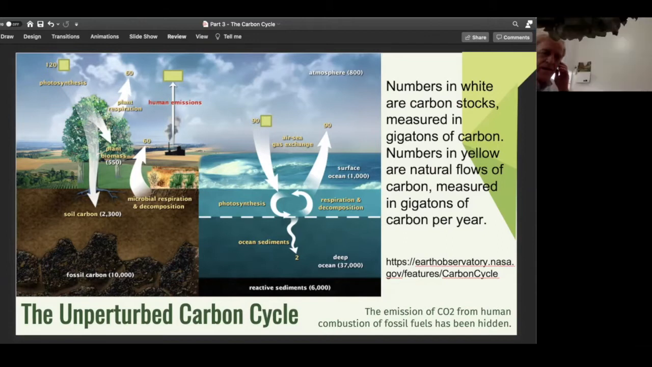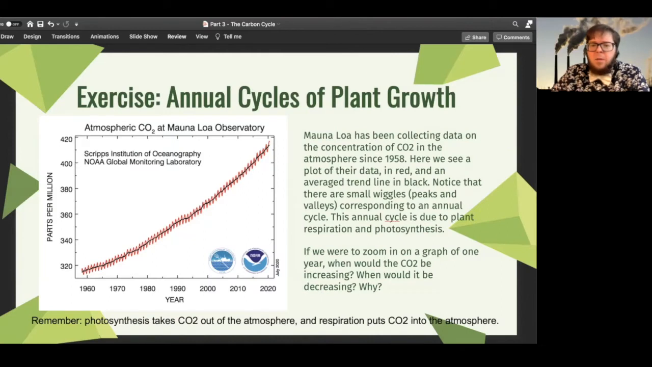Yeah. Let's move on. Speaking of respiration, before I show you the hidden numbers, I want to try an exercise. And I want to also show you a graph that I run into a lot because this is one of the best data sources we have about carbon dioxide in the atmosphere. So this is atmospheric CO2 at Mauna Loa Observatory, and they're measuring the carbon dioxide in the atmosphere.